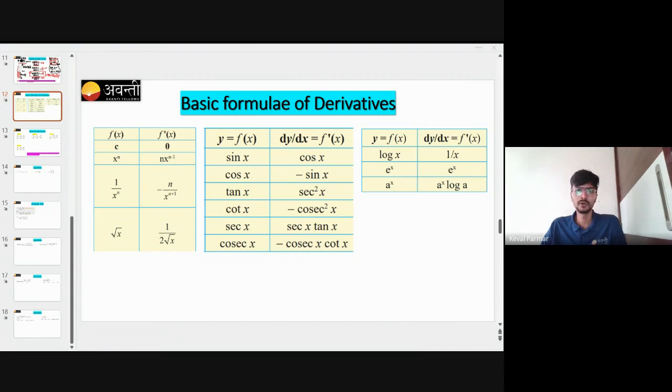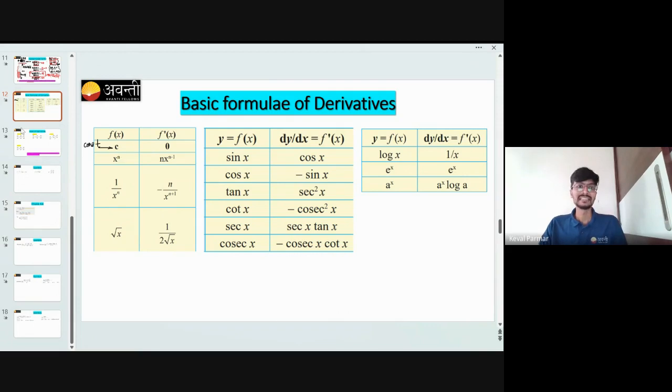I hope you know all these formulae. First, let us say a function is represented by f of x, and its derivative is represented by f dash of x. C means it's a constant. So the derivative of a constant is 0.